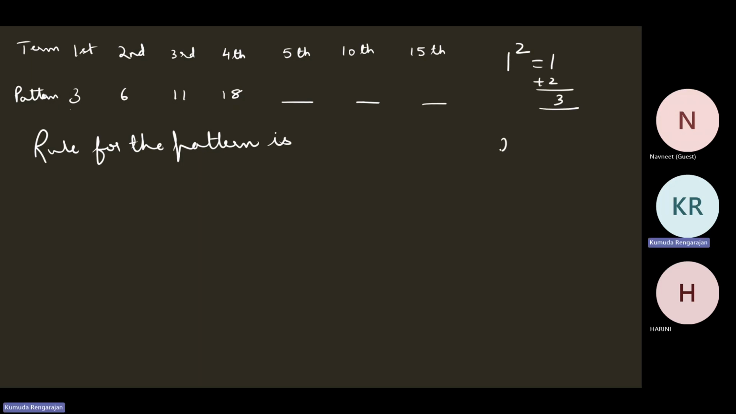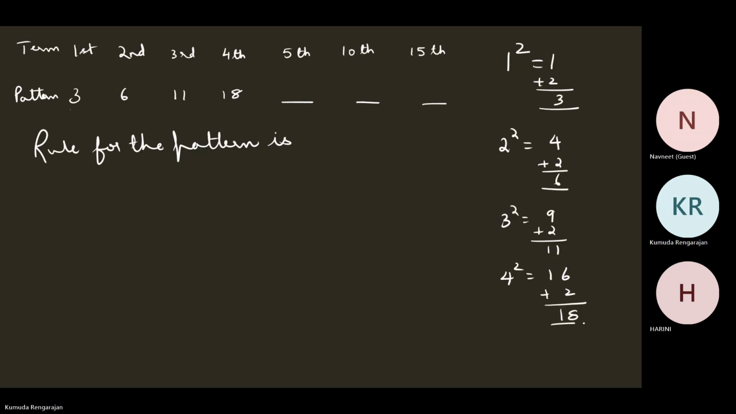Try the second one. 2 square. What do you get? 4. But it is 6. So plus 2, 6. 3 square, 9. Plus 2, 11. 4 square, 16. Plus 2, 18. So this is how it is working.